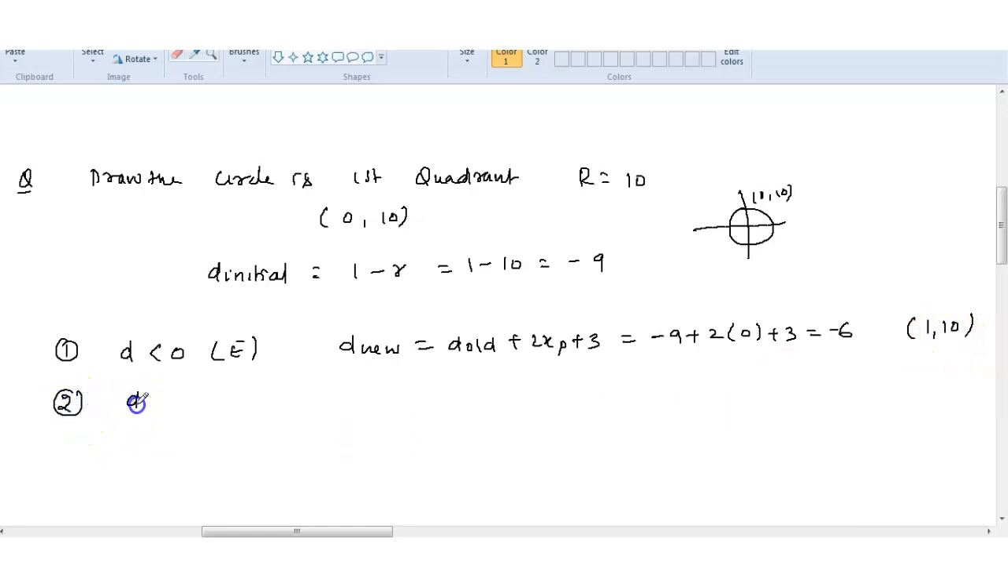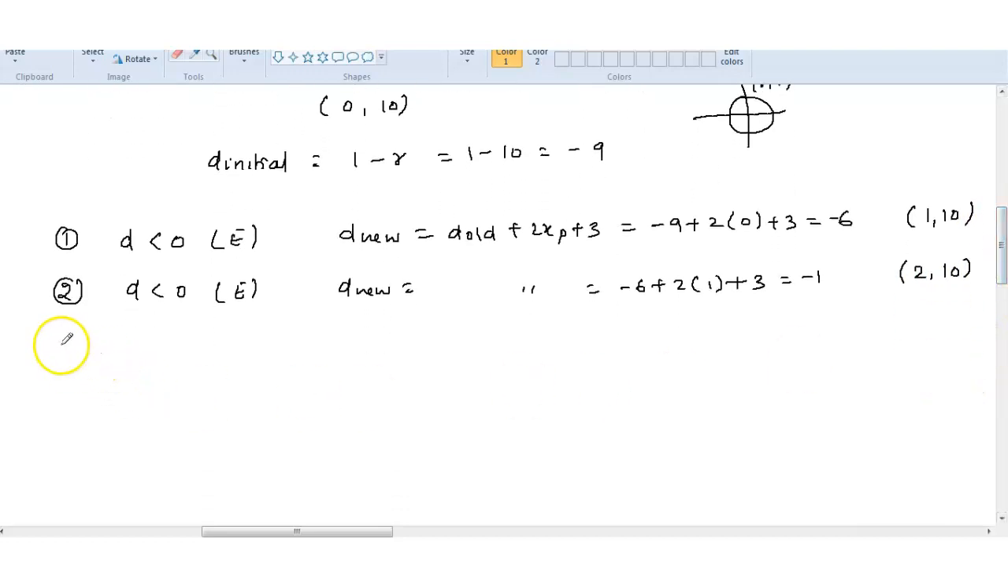Next case we got d is again less than 0. Again we have to choose the east only. So d new is equal to, again same formula, minus 6 plus 2 into xp, which is 1 now, plus 3. So 2 plus 3 is 5, and minus 6, which is minus 1. So again here x increment and y no changes. Same again, d negative, we choose the east. D new is equal to d old plus 2 xp plus 3: minus 1 plus 2 into xp, which is now 2, plus 3. 2 twos are 4, plus 3 is 7, minus 1 is 6. 6 we got. So x has to increment, y no changes.